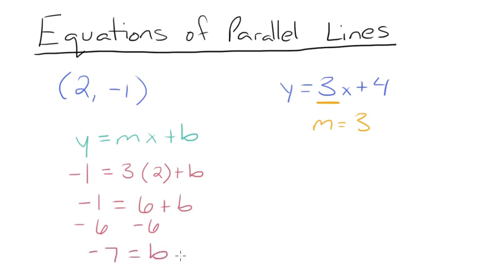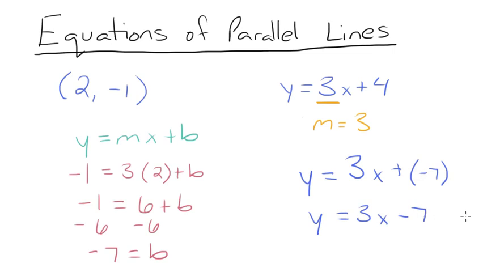Now that we know what b is, we can use our values for m and b to create the equation of our line. So our line in slope-intercept form is y equals m, 3, x plus b, -7, so plus -7, which simplifies to y equals 3x minus 7. And there we have it. The equation of a line that passes through the point (2, -1) and is parallel to the line y equals 3x plus 4 is y equals 3x minus 7.